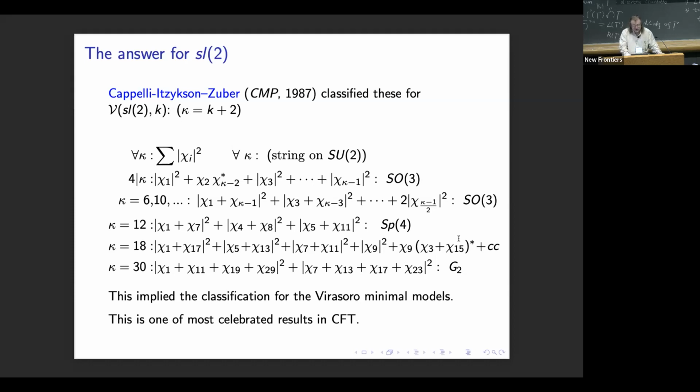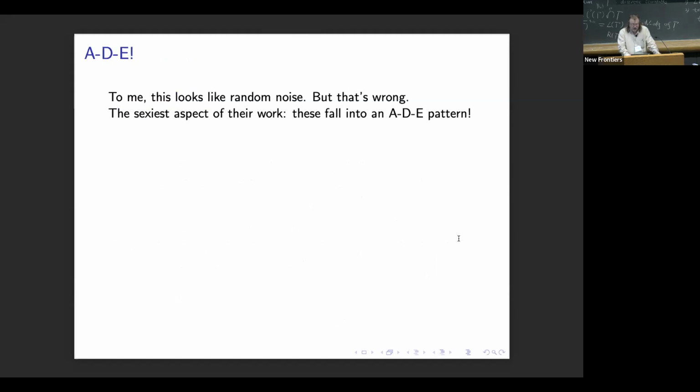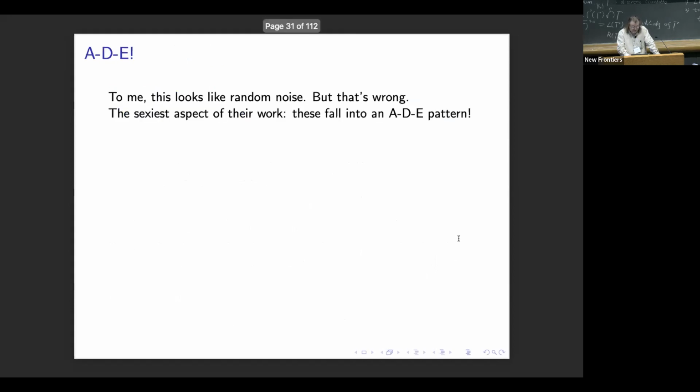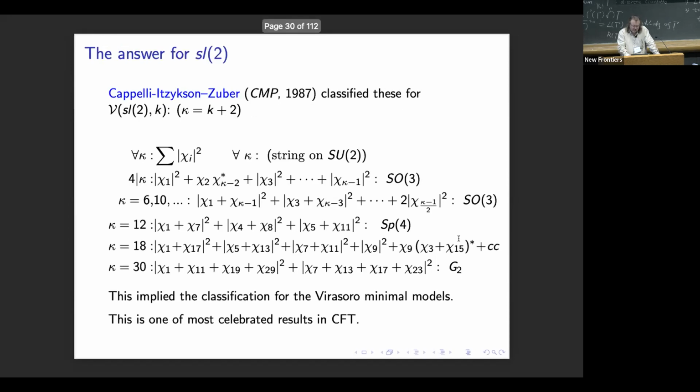Okay, and this was one of the most celebrated results in conformal field theory. Well, to me, to be perfectly honest, it looks like random noise. How are you supposed to see anything in this list? I don't see anything in this list, but actually they did. Or actually Victor Kac did and told them. Victor Kac thought it was a funny joke to say, your classification sure looks like ADE. And that's all he said.